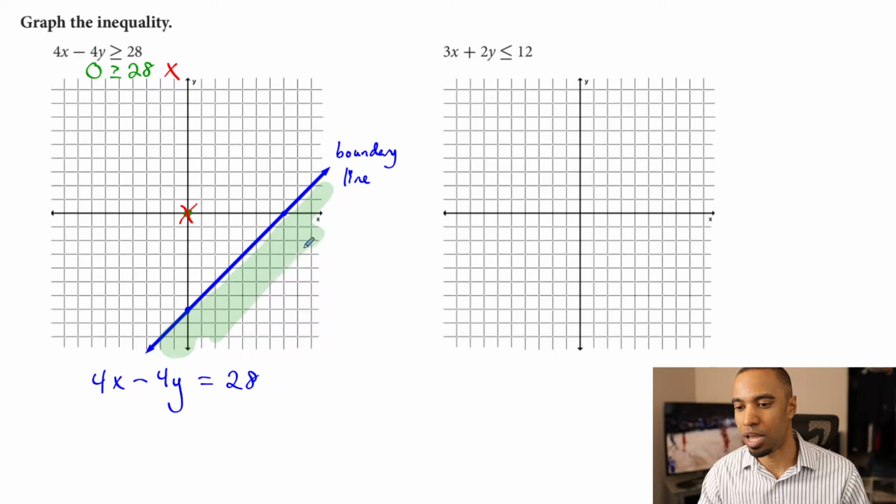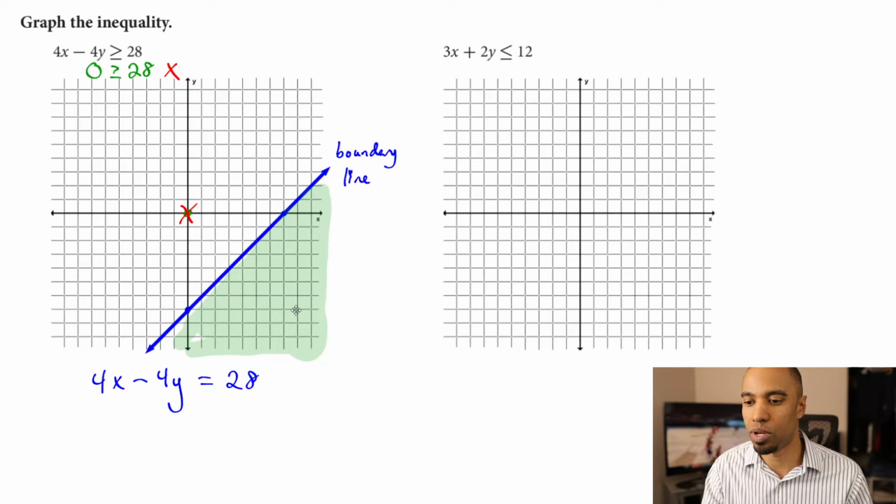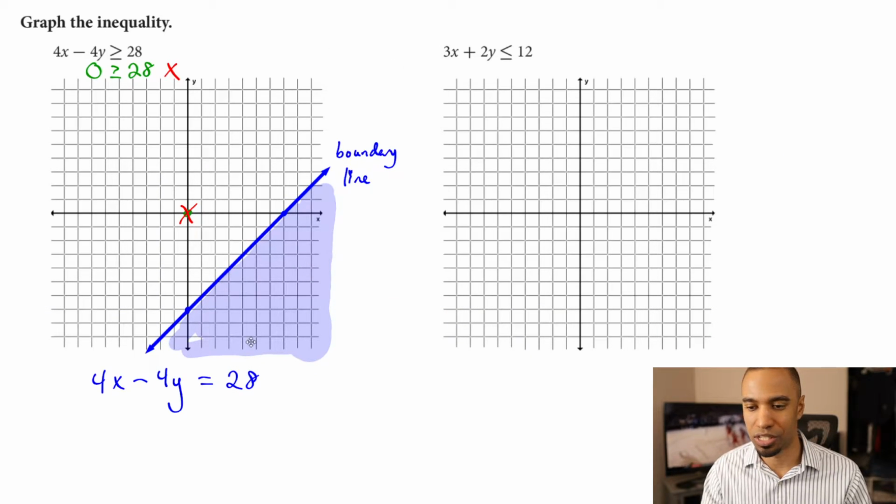I have to be very careful and not compare left versus right. It's all about top versus bottom. You'll see what I mean when I do another problem here. So this shaded region right here, I feel like it's supposed to be blue. Whatever. This shaded region right here is the solution set for all these.